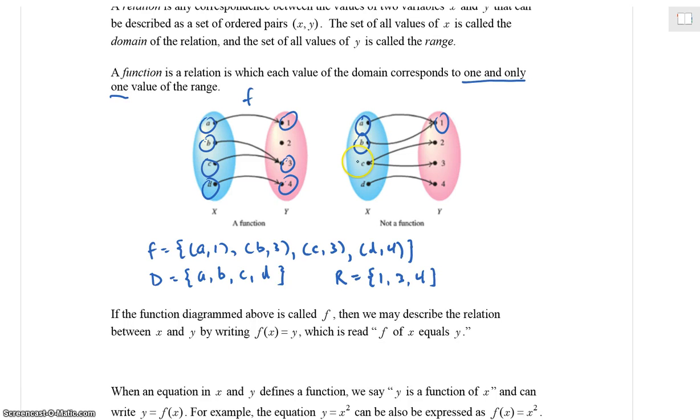The problem is with C. If we consider C, C corresponds to 2, but it also corresponds to 3. In other words, C is not related to one and only one element in the second set, Y. So this violates the definition of function, and therefore the second correspondence, although it is a relation between elements in two sets, is not a function because of the relationship between C in the first set and 2 and 3 in the second set.